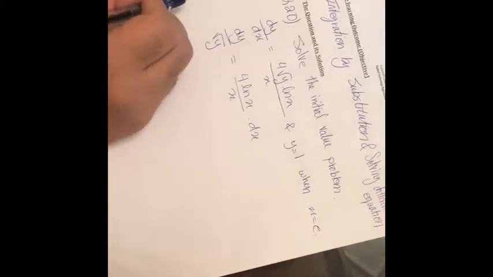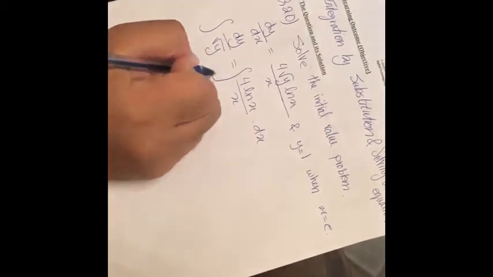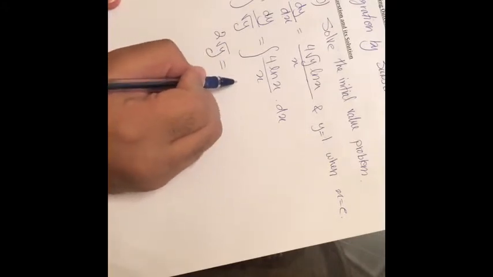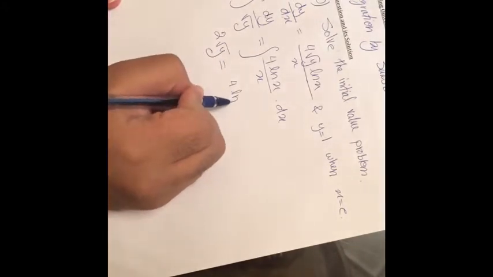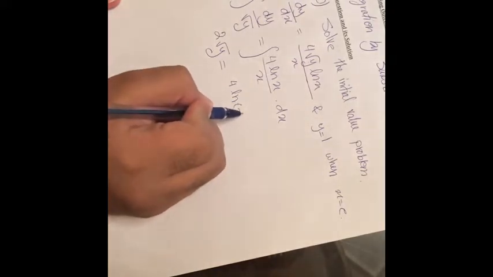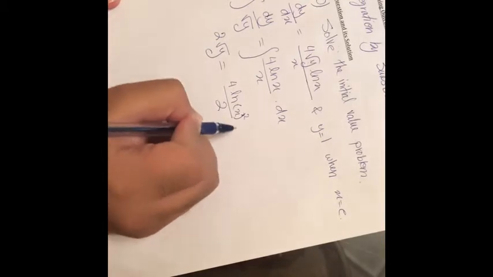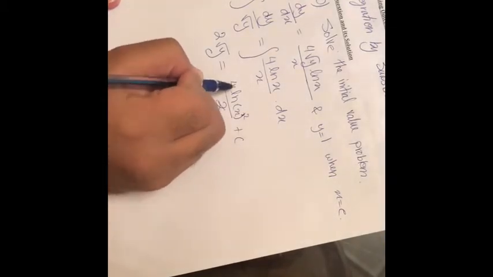Now we make the integration for both sides. So integration here and integration here. After making the integration for both sides, we will get 2 square root of y equal to 4 ln x squared over 2 plus c.